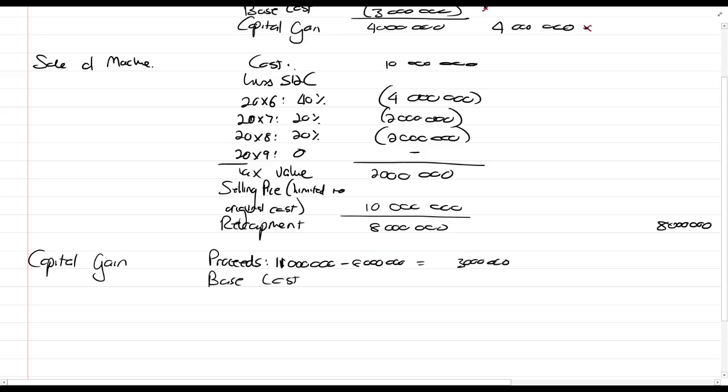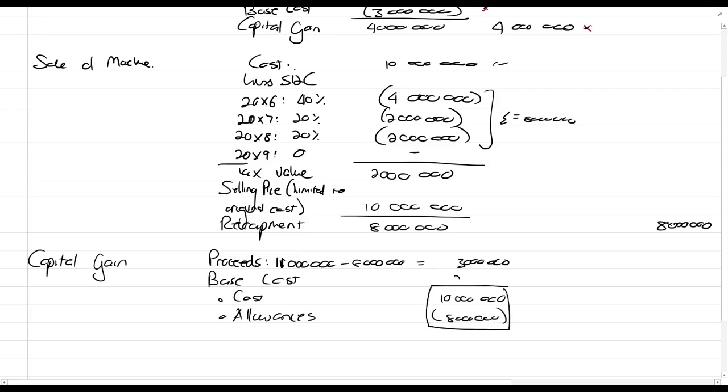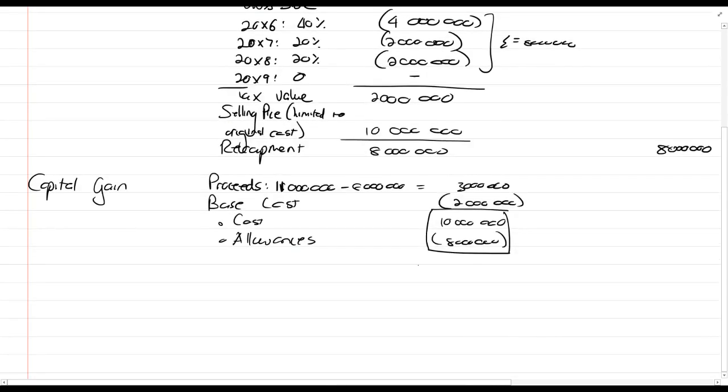The base cost is the cost less allowances. The cost is 10 million. The allowances is the sum there, 8 million. Gives us 2 million rands base cost. That means we made a million rands capital gain. And that goes into my CGT column.